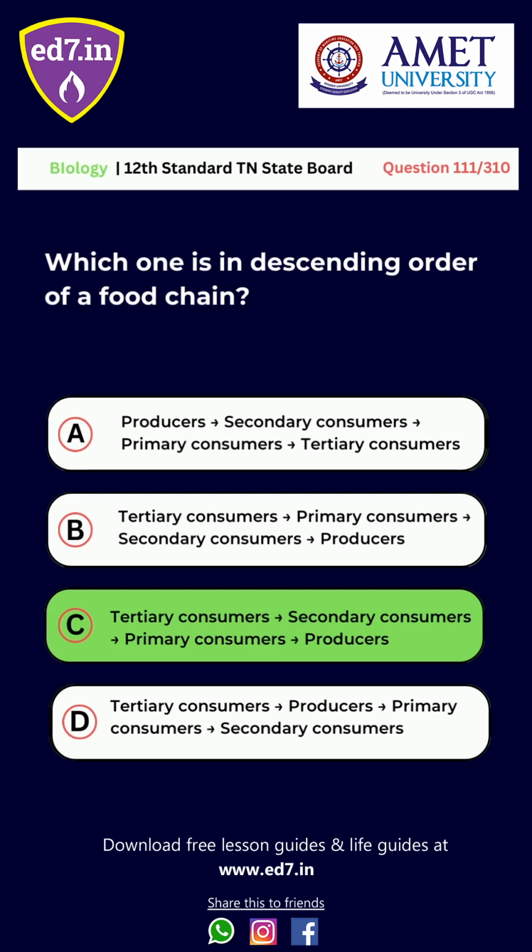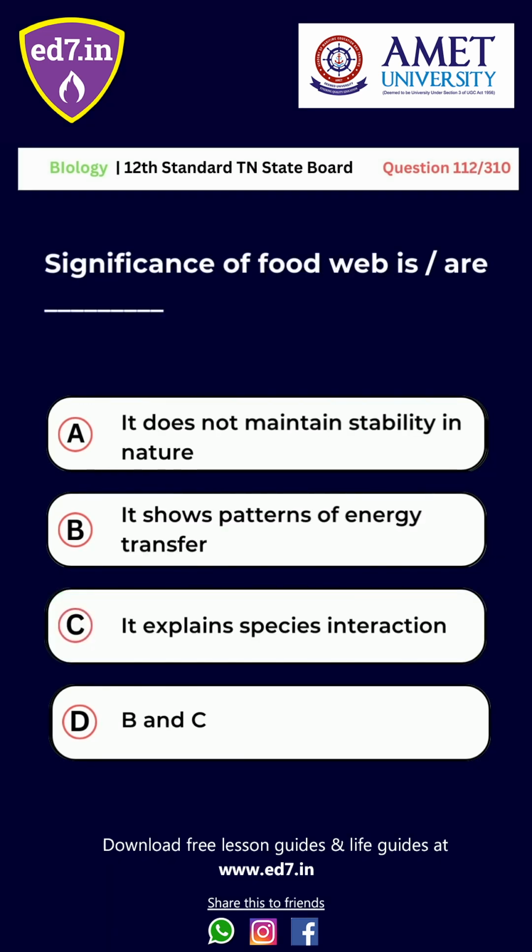And the answer is option C. Tertiary consumers, secondary consumers, primary consumers, producers. Question number 112. Significance of food web is option A.